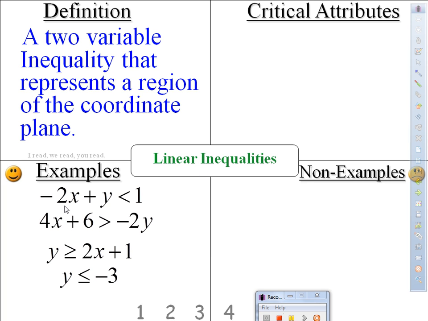A linear inequality looks like this. Negative 2x plus y less than 1. 4x plus 6 greater than negative 2y. y greater than or equal to 2x plus 1. Or y less than or equal to negative 3. Copy those, please.